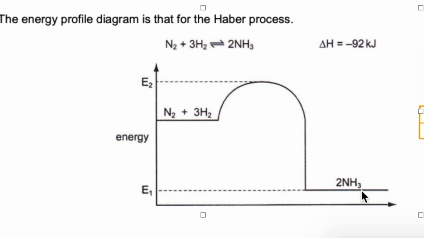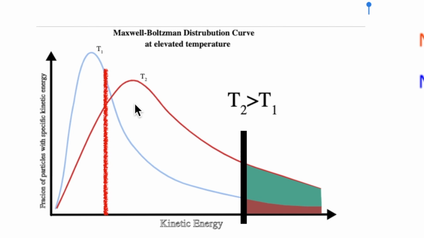But what we would have happening is there's a greater probability of ammonia molecules breaking their bonds and going back over to form bonds of nitrogen and hydrogen. And let's not forget, we have got the all-important Boltzmann distribution curve, which we can connect to all of this.